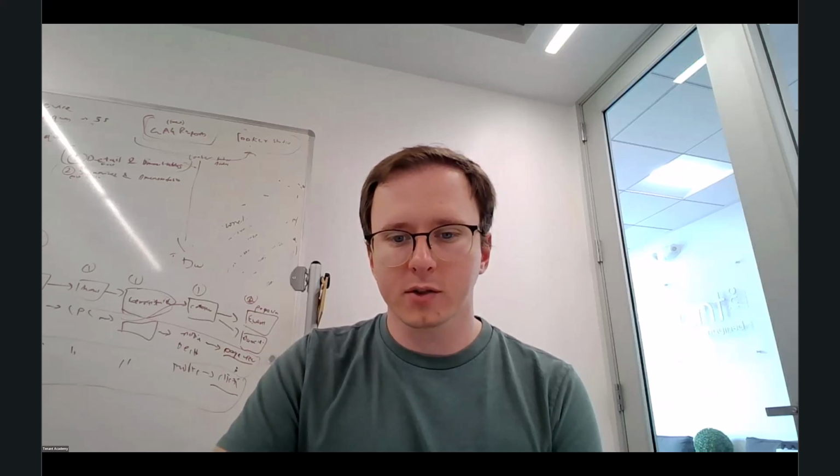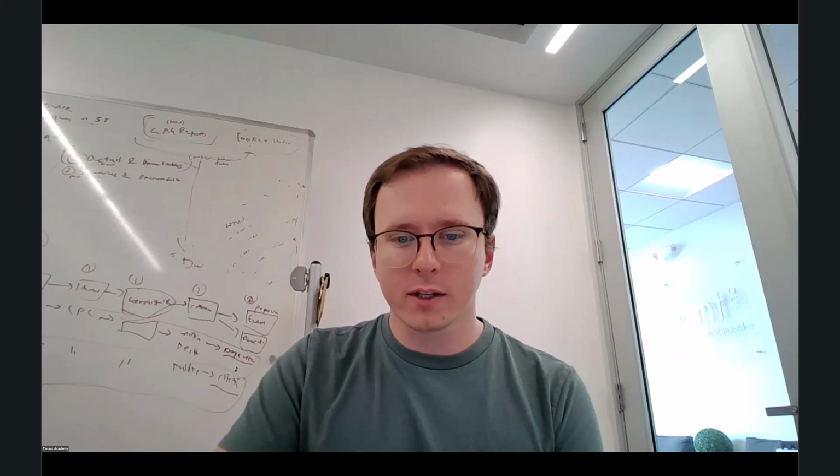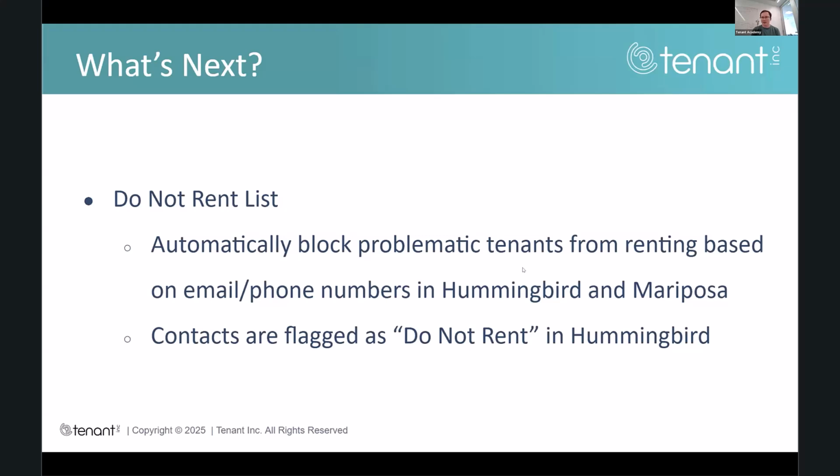So I'll share my screen. And I'd like to share what's on the horizon and what's next. It's a feature that I think a lot of people have been wanting. And from my own calls with you guys and talking through, this is one of the big ticket items that we've addressed. So we do have a do not rent list on the horizon. We've built it out in such a way that we're going to be able to block those tenants who are on the do not rent list based on things like their email or their phone number.